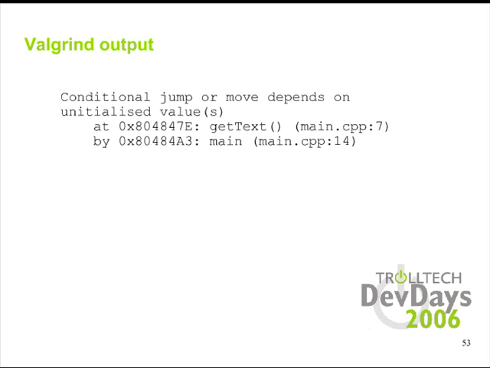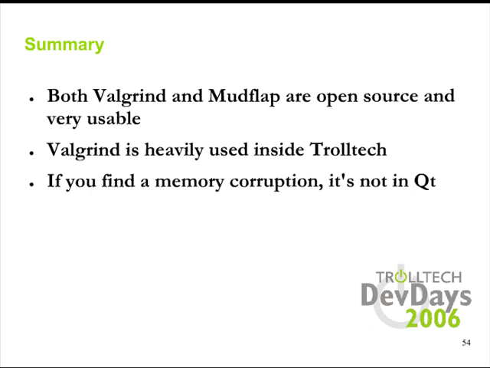Okay. So, summary: both Valgrind and Mudflap are open source and very, very usable. Valgrind is really heavily used inside of Qt, and if you find a memory corruption, it's not Qt. Now, of course, if you run a typical Qt application in Valgrind, you will probably get 20 or so warnings of uninitialized memory, which are bogus. The most common one is that we create X events and send them via socket. We have an X event of size 30, and we just write 20 characters in it, and then a stop byte. Still, the entire 30 bytes is transmitted over the socket, but of course, on the other side, it will never be evaluated. So yes, we do touch uninitialized memory, but it doesn't really matter.